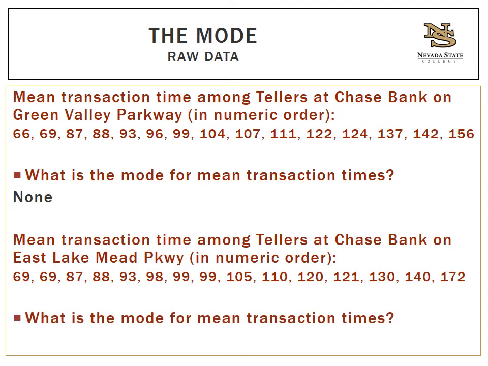Now let's say that we look at the mean transaction time among tellers at Chase Bank on East Lake Mead Parkway instead of on Green Valley Parkway. And there again in numeric order just to make things simple, and just take a look at that data. Do you see any values that occur more than the others? Well, I see that these two values are 69.